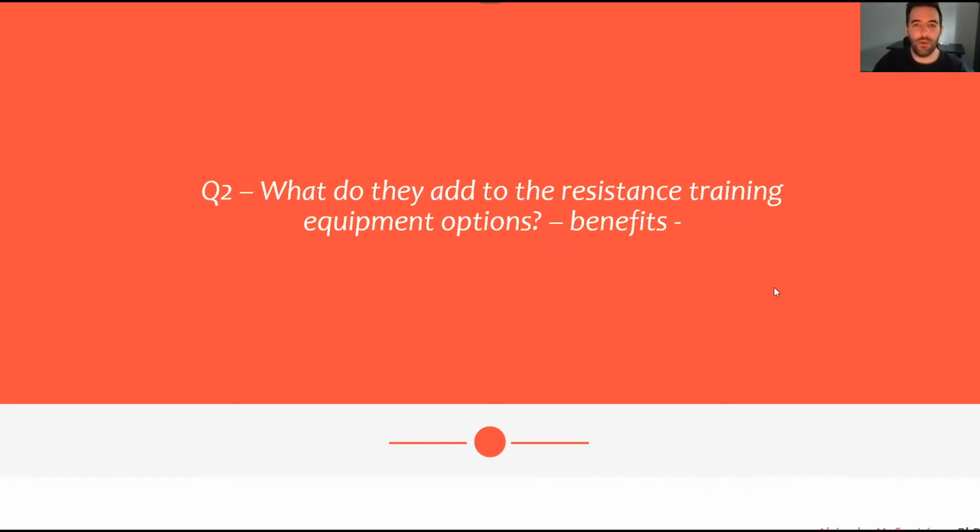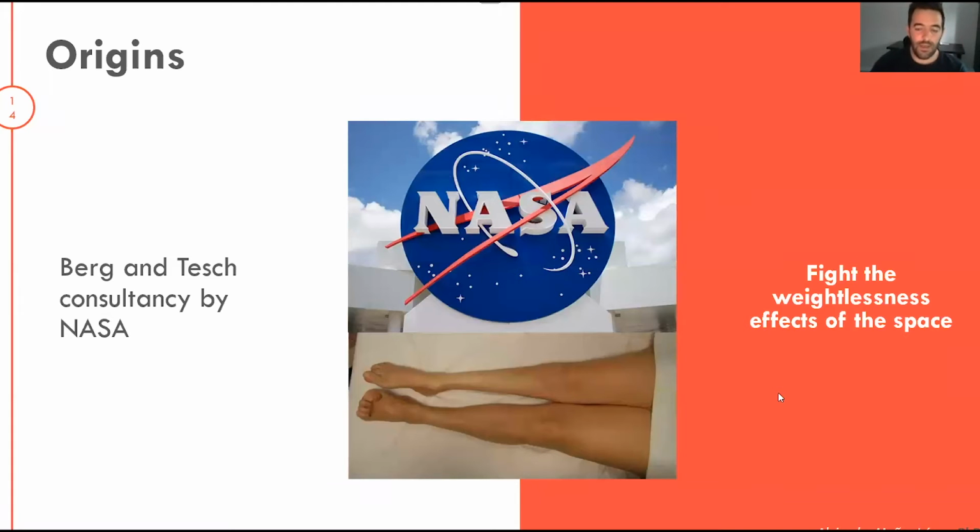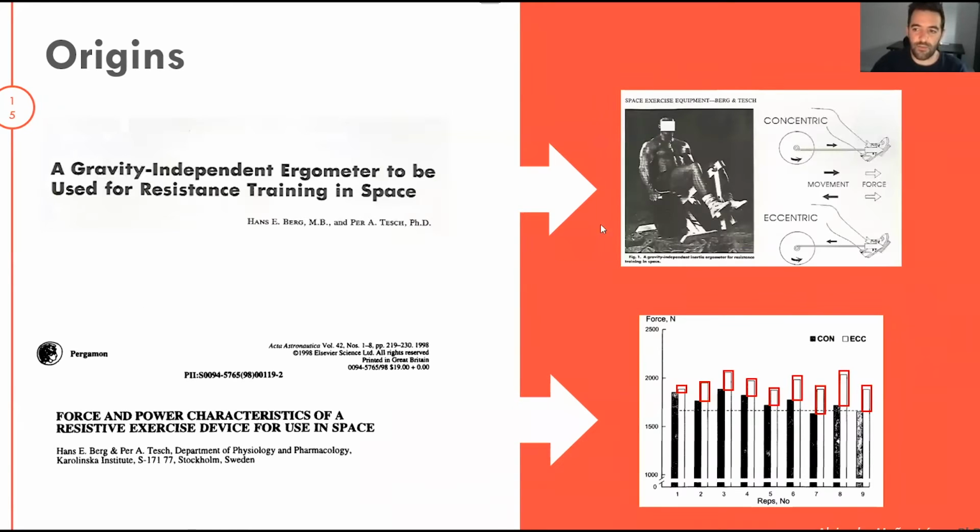So once we know what a flywheel device is, question two is, what do they add to the resistance training equipment options? What are their benefits? I must say that the origins of the flywheel devices came from a consultancy by NASA, by Berg and Tesch, to fight the weightlessness effects of space. This is the first paper, published in 1994 by Berg and Tesch. This is the first flywheel device that we find in the literature.